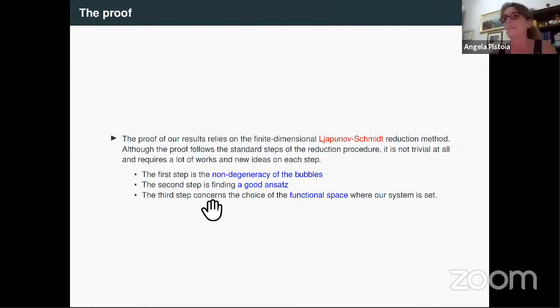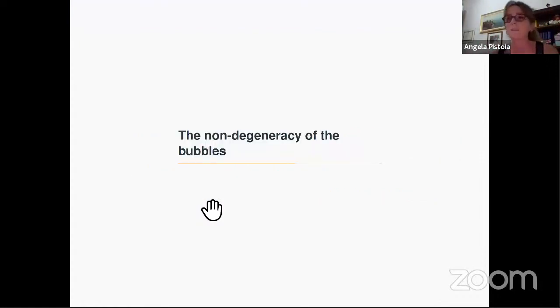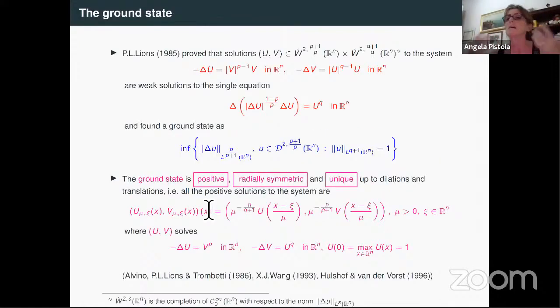The first ingredient in the Lyapunov-Schmidt reduction is the non-degeneracy of the bubble. This is the first step. The second step in building the solution is to find a good ansatz. And finally, the third step is the choice of the functional space where my system is defined. A few words about the non-degeneracy. What does it mean?